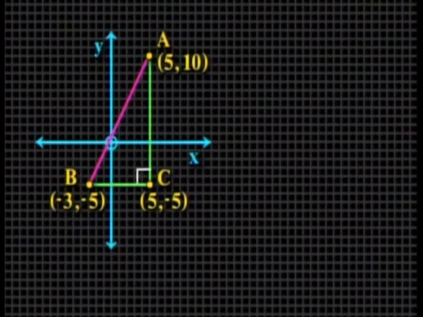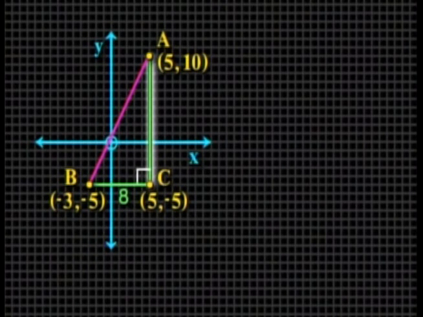To use the Pythagorean theorem, we need to find the length of 2 sides. We'll start with the leg BC. Since we have grid lines, we can find the length by counting each space between the 2 points. There are 8, so this line segment is 8 units. There's another way to find the length of the line segment. When we have a horizontal line, we can subtract the x-coordinates. 5 minus -3 is 8. Same thing we found before.